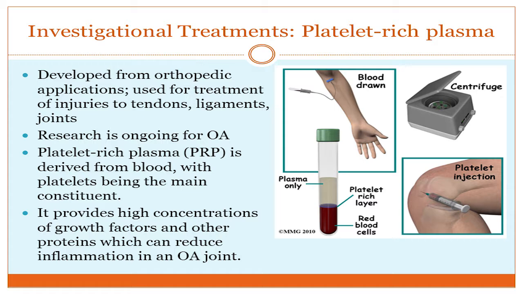So this is a very simple way showing how this works. You have your blood drawn into a tube. The tube is spun in a machine called a centrifuge, and after spinning, the blood spreads out into different layers. Here are the red blood cells, here is only plasma, and then here in between is a platelet-rich layer. The platelets are harvested and then injected into the joint. The way it's thought to work is it does provide high concentrations of growth factors and other proteins which could reduce inflammation in an osteoarthritic joint.